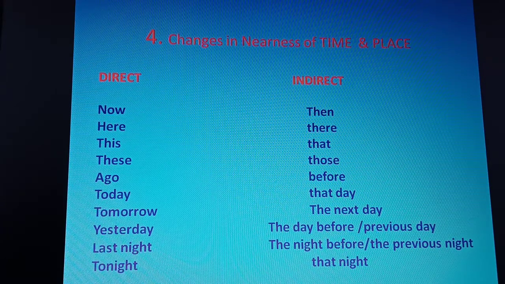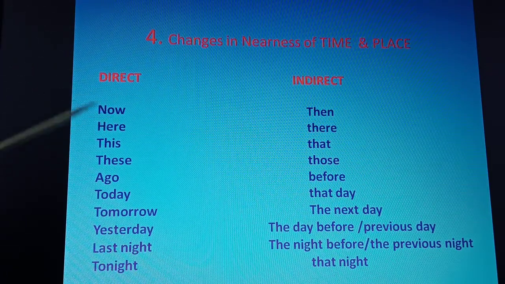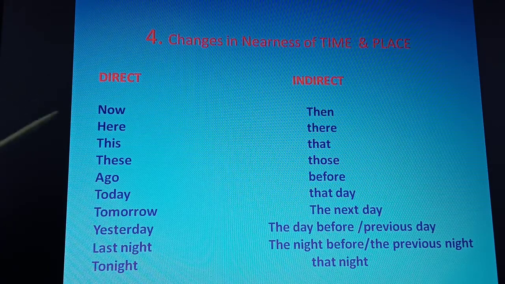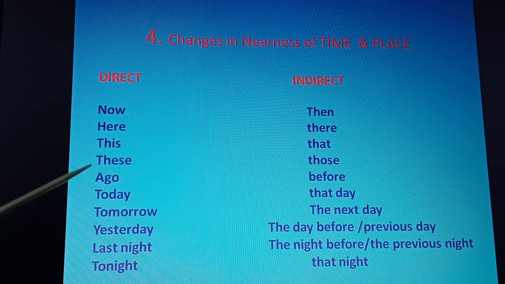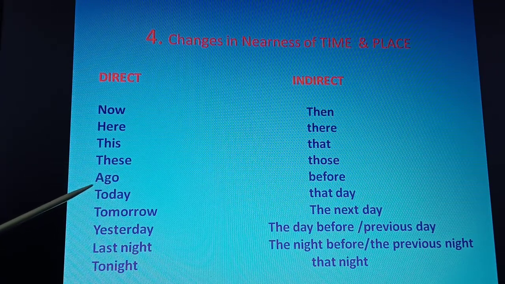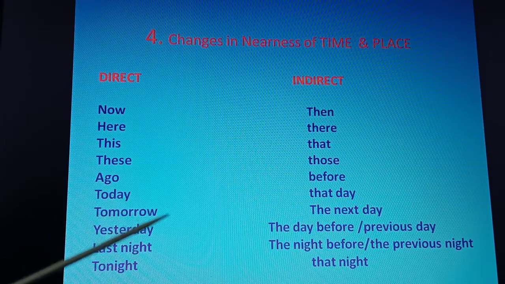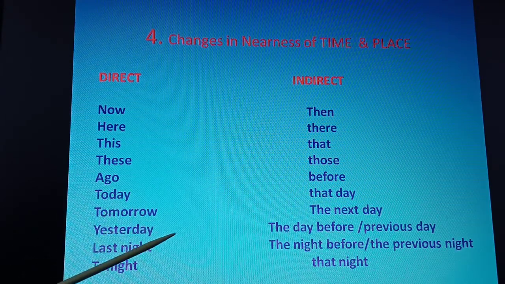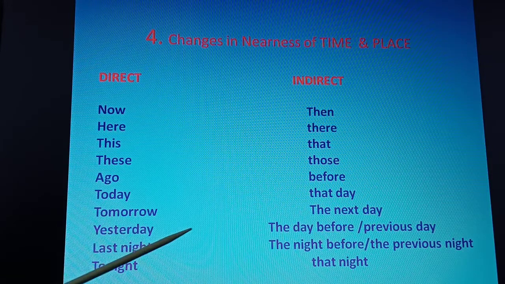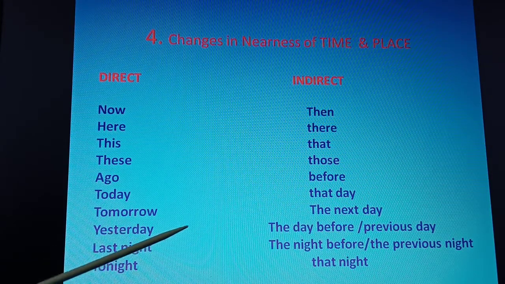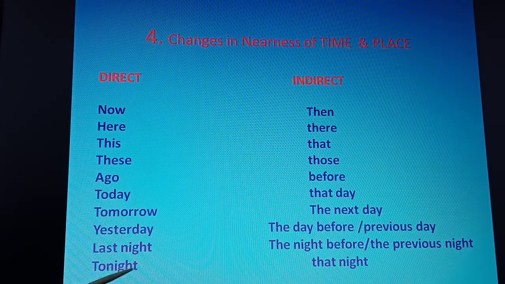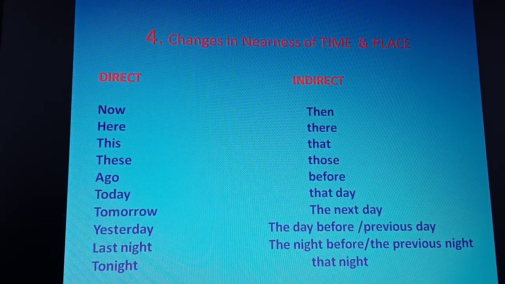Now the fourth rule is changes in nearness of time and place. How it changes, direct and indirect. You say now will change into then. Okay? Here will change into there. This changes to that. These to those. Ago, before. Today, that day. Tomorrow, the next day. Yesterday, the day before or the previous day. Both are correct. Last night will change into the night before or the previous night. Tonight will change into that night. Is it clear?